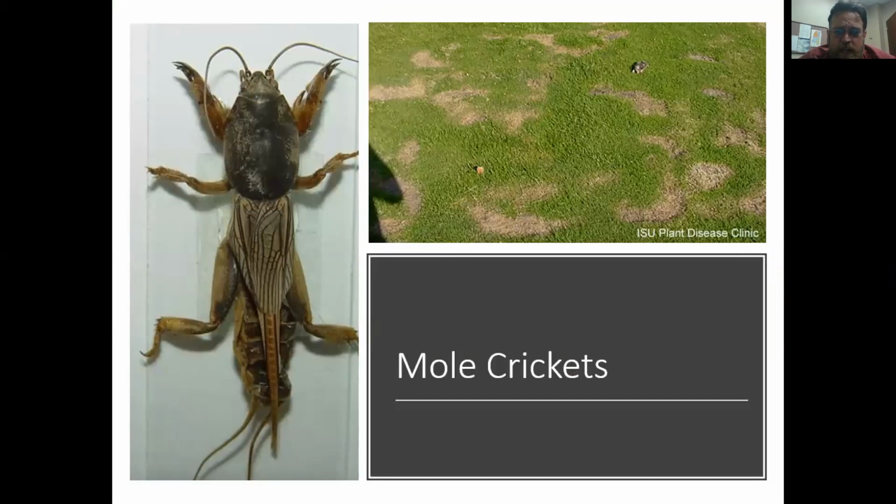This is the mole cricket we in Mississippi are regretfully aware of. You can see the modification of those forward legs really makes it easy for it to dig through the soil. Really not the most attractive insect in the world, and can be a serious pest of lawns.